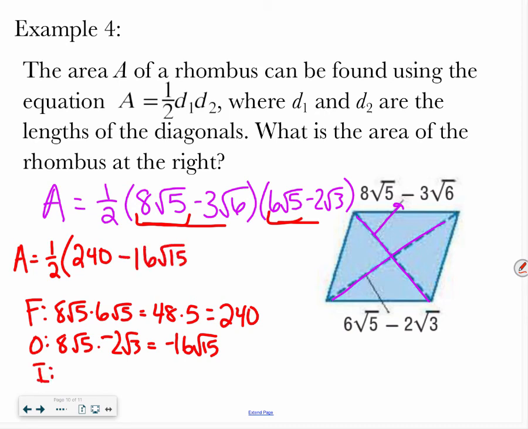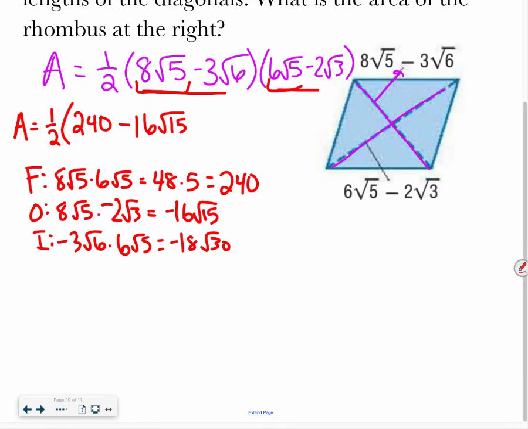My inner terms are negative 3 square root of 6 times 6 square root of 5, which gives me negative 18 square roots of 30. What are some numbers that go into 30? I have 2 and 15. Neither of those break up. I have 3 and 10. Neither of those numbers break up. And I have 6 and 5. Neither of those numbers break up. So I'm going to leave that as is. I'm going to say minus 18 square root of 30.